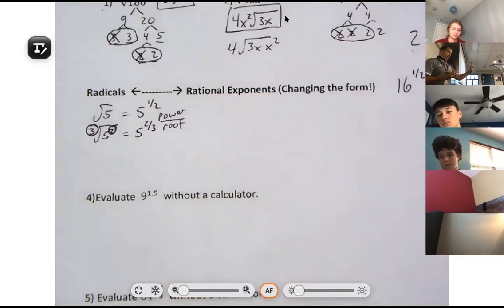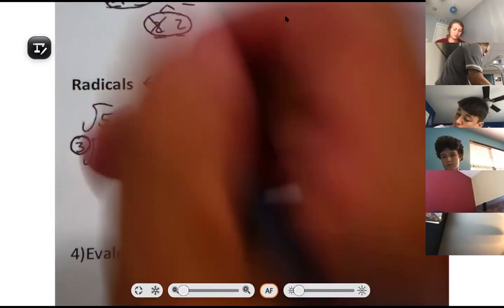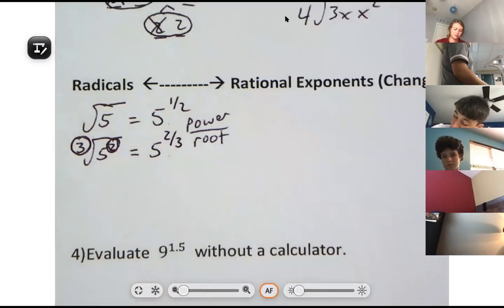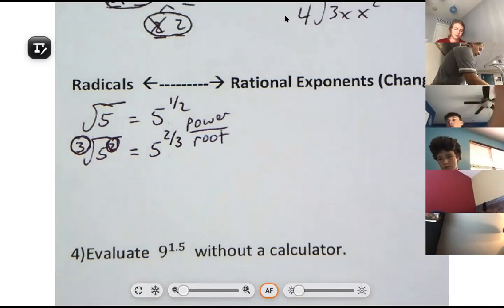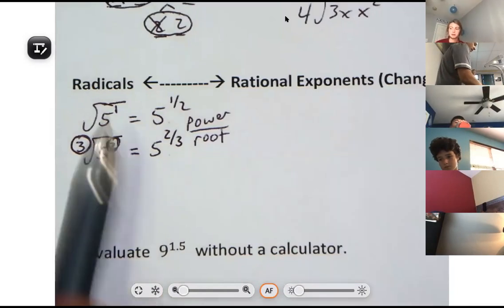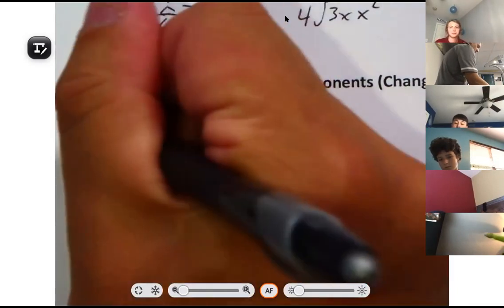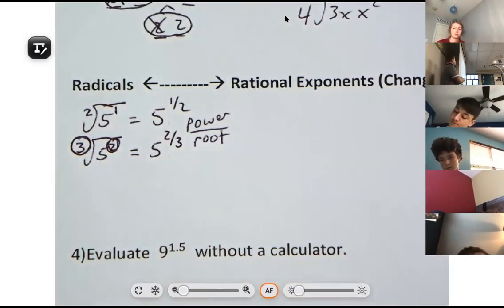So with the square root, what's the power on that 5 on the inside? What's 5 being raised to? If there is no exponent, what exponent is there? There's a 1, right? This is 5 to the first power. We don't write it, but it's a 1. That's your power. And if there's no index out here, it's a 2. So that's where that 1/2 is coming from. The 1 is the power that 5 is being raised to, and 2 is the root that you're taking of it. So that's how you're going to go back and forth between forms.